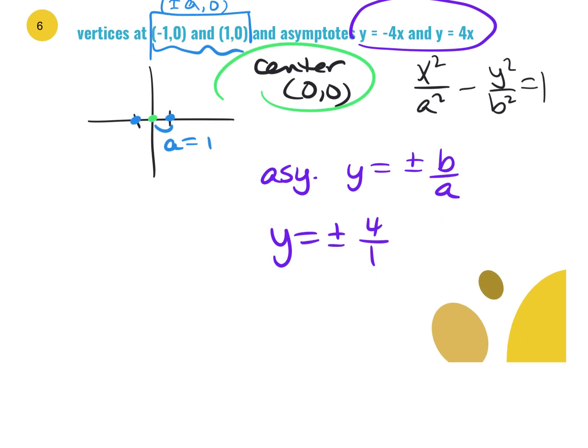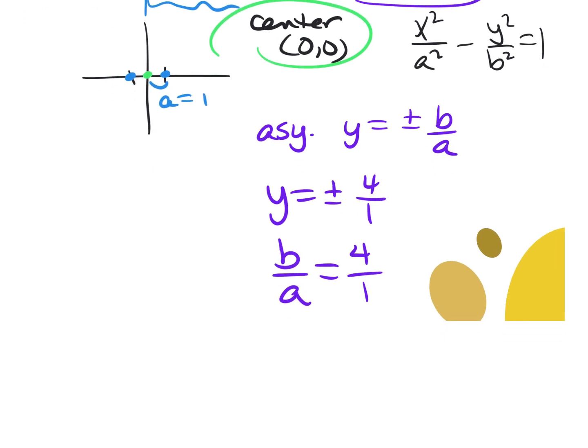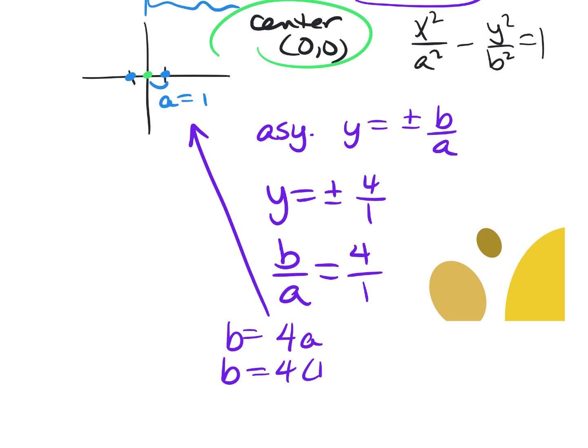So now what I'll do is I'm going to set up an equation. B over a is equal to 4 over 1. Now I'm only using the positive value here because again, once I square it, it's going to become positive. So I'm going to go ahead and treat this as a proportion. So what I need to do is cross multiply. So 4a is equal to b times 1. So b is equal to 4 times a. And I already knew that a equals 1. So b is equal to 4 times 1, and b is equal to 4.